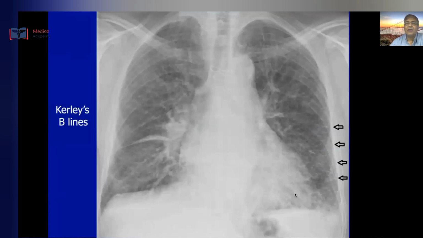Kerley A and B lines. Now, Kerley B lines are commonly seen, and they are seen in the periphery as straight lines. These are the Kerley lines, and they basically signify edema in the interlobular septa. Kerley A lines may be seen, and they are seen centrally. The straight lines seen in the center are Kerley A lines, while the Kerley B lines are seen in the periphery.